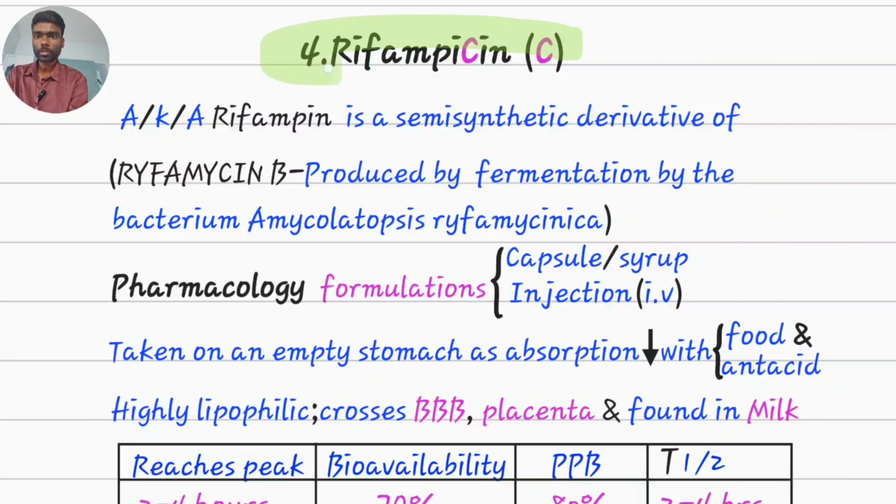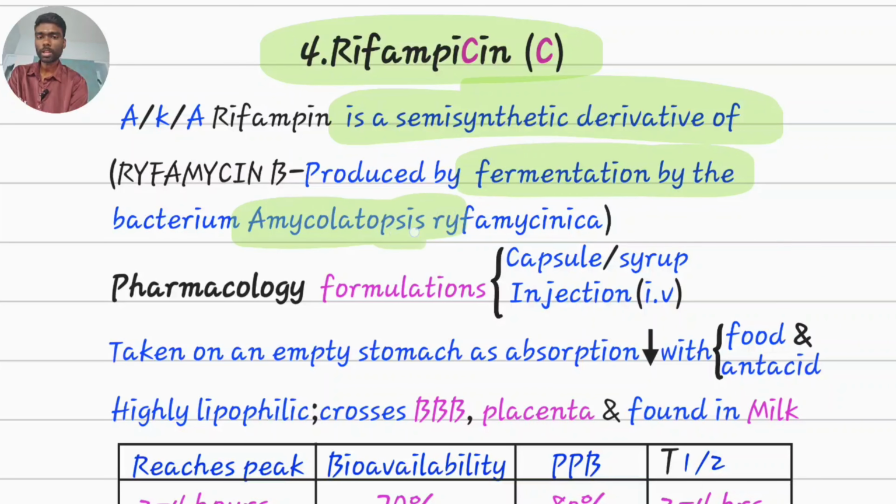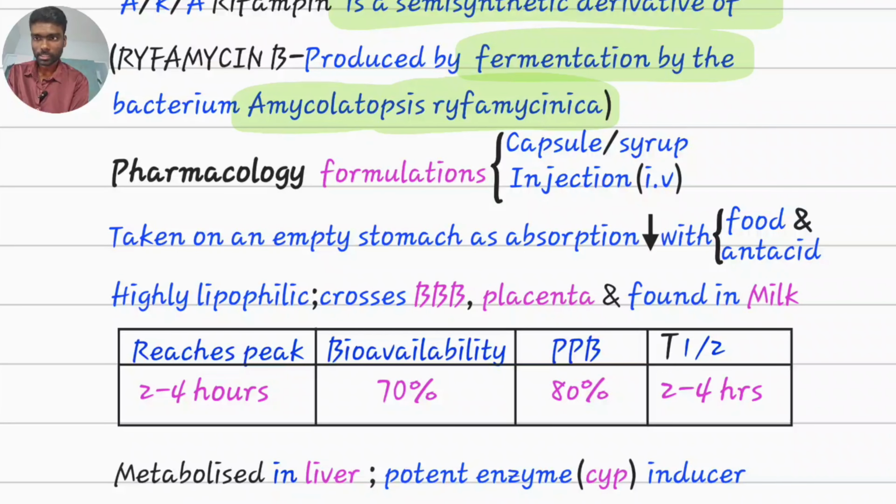Rifampicin, also known as rifampin, is a semi-synthetic derivative of rifamycin. We all know rifampin, rifabutin and rifapentine. All these three come under the rifamycin class of antibiotics, from where this rifamycin is produced by fermentation by the bacterium Amycolatopsis rifamycinica. Coming to its pharmacology, it is available in capsule, syrup and IV injection formulations.